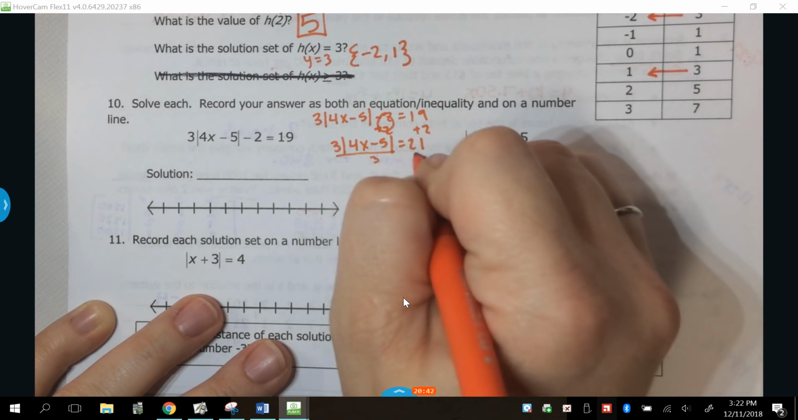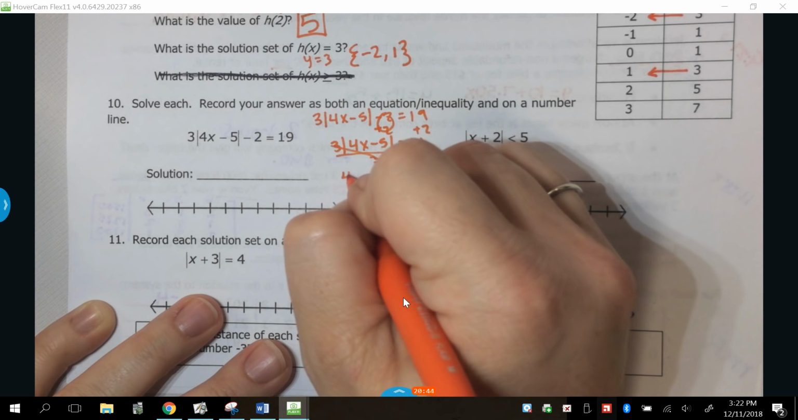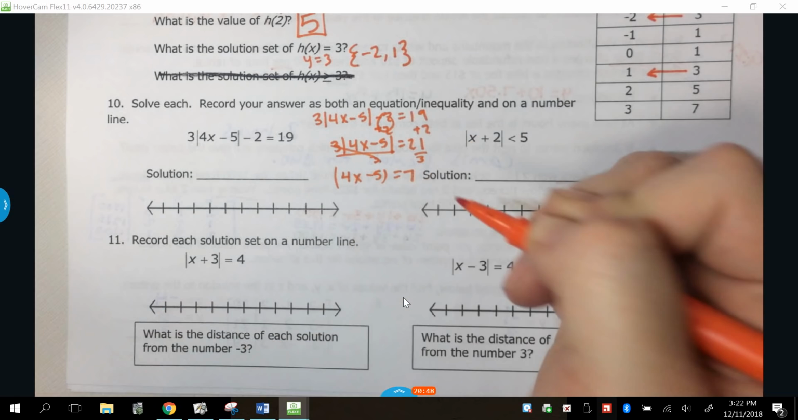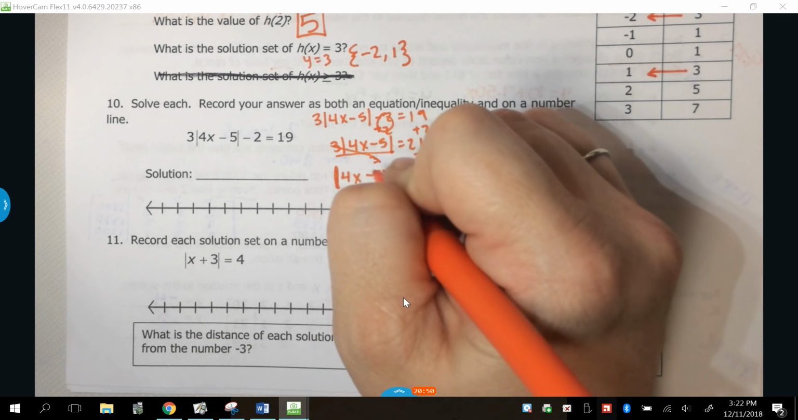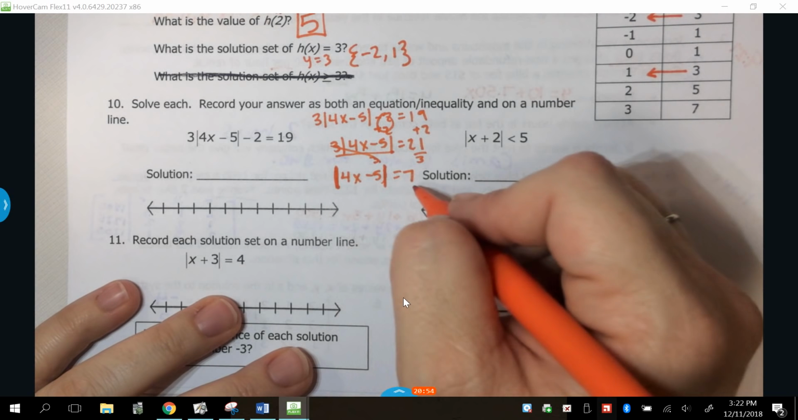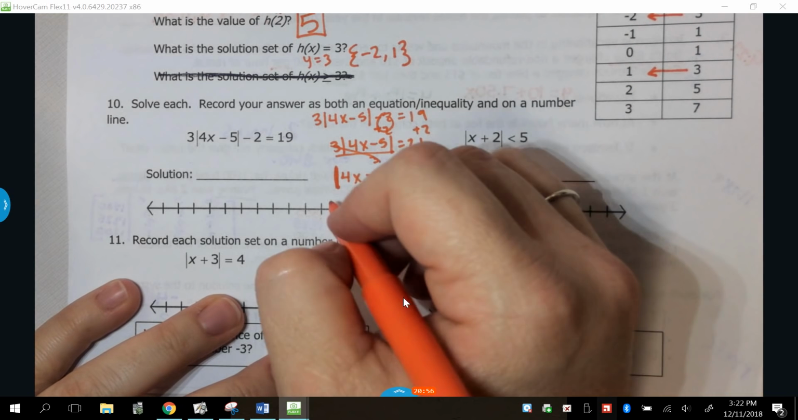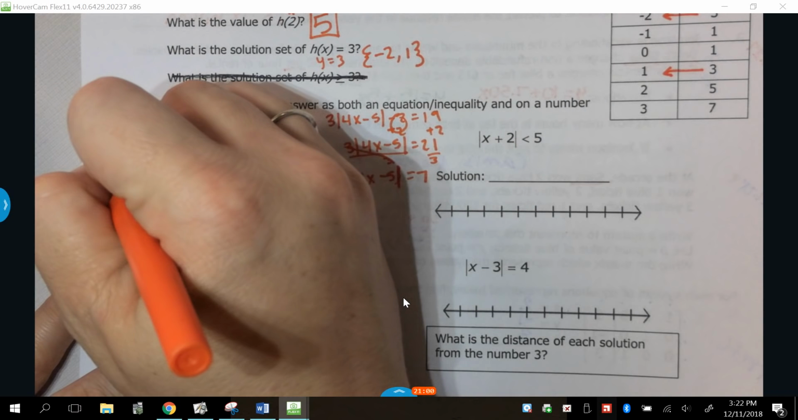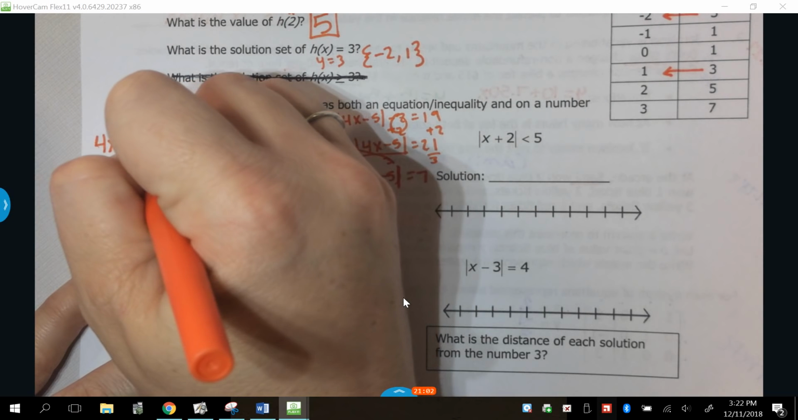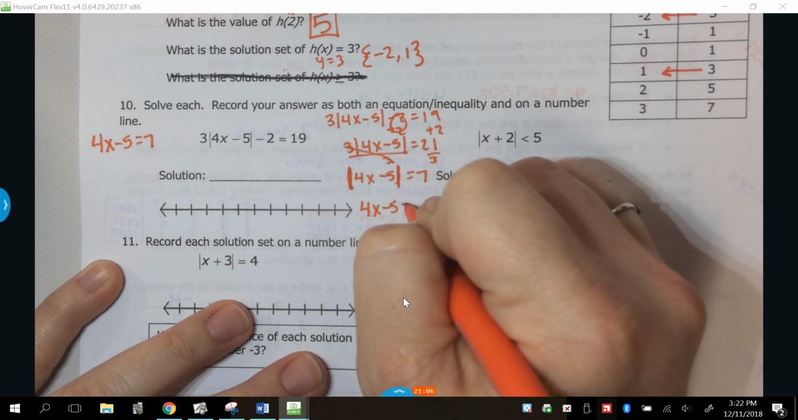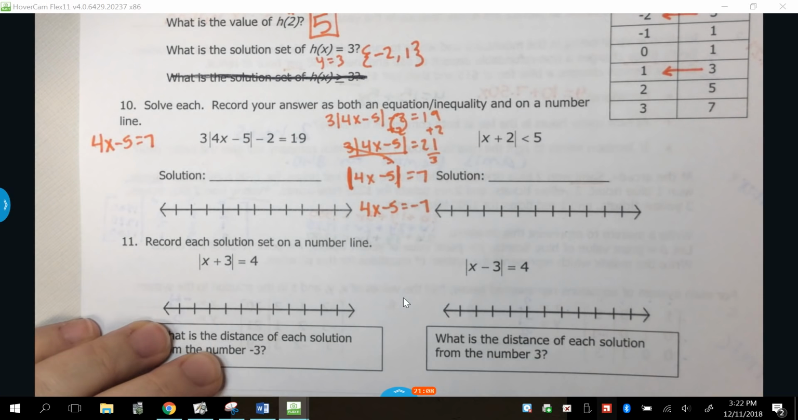Divide by 3, divide by 3. That gives me |4x minus 5| equals 7. Now, these are not parentheses. We are going to separate. Remember, to get rid of the bars, I have to put a plus and minus in front of my 7. So we have 4x minus 5 equals positive 7, and 4x minus 5 equals negative 7, and we're going to solve those for x.